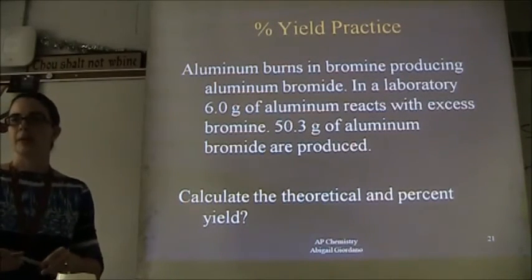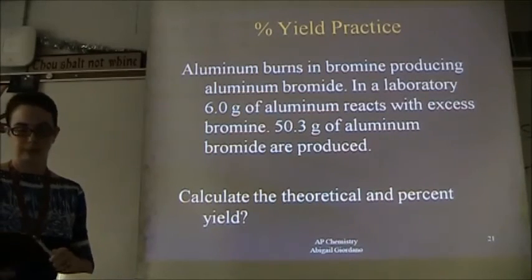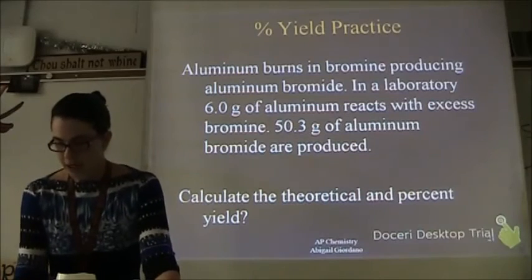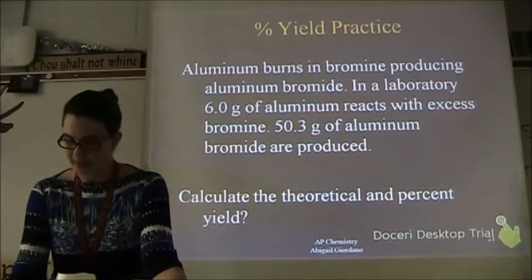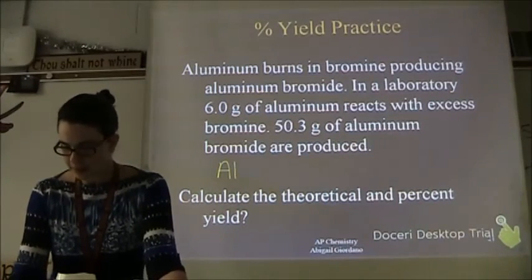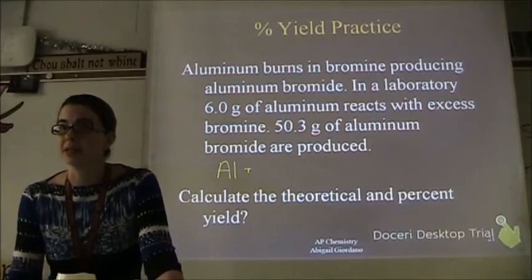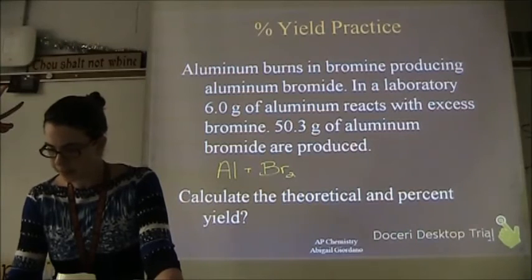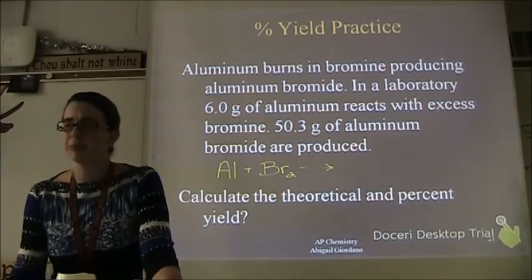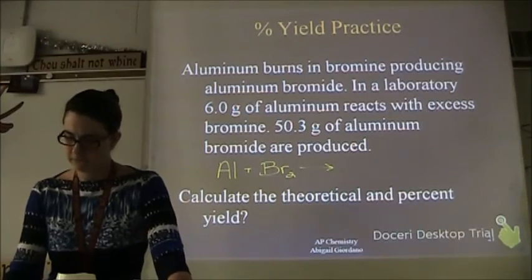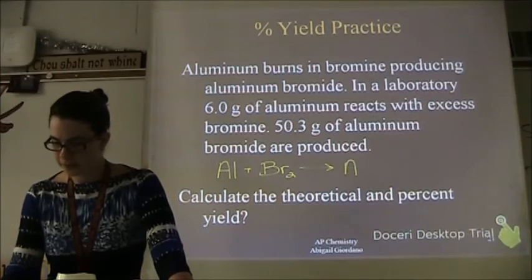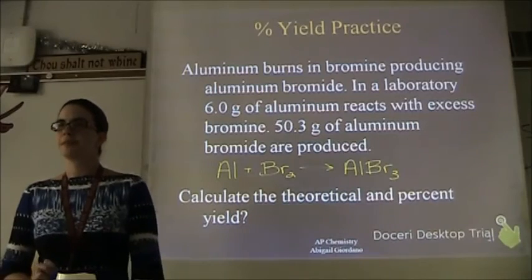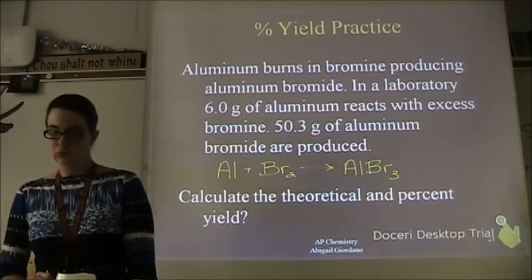Do you see a chemical reaction given to you? Nope. Let's write it out. How do you write aluminum by itself? Al. Very good. How do you write bromine by itself? Good. Br2, one of our diatomics. Aluminum bromide? Very good. Balanced? Nope.